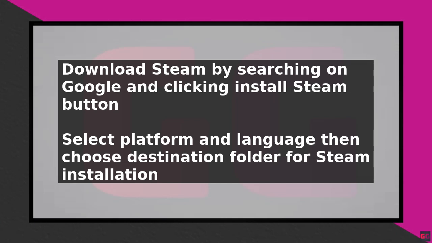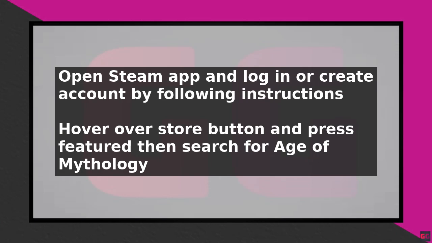Next, select the platform you're playing on, and then the Steam setup will download. Open the downloaded Steam setup and click Next, and select your language. After that, choose the destination folder for the installation of Steam, and press Install. This will automatically install Steam onto your computer.